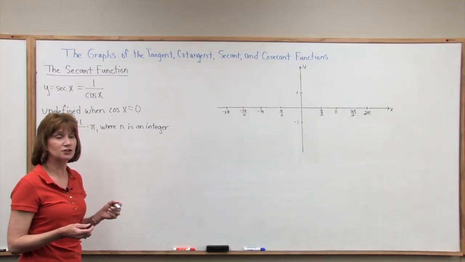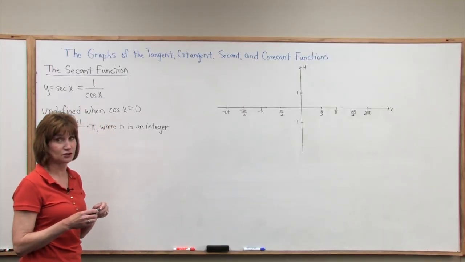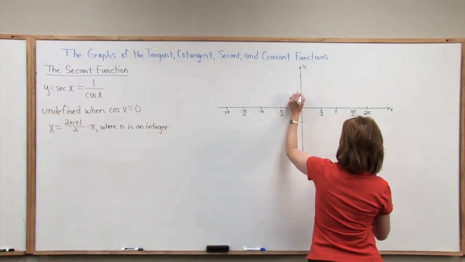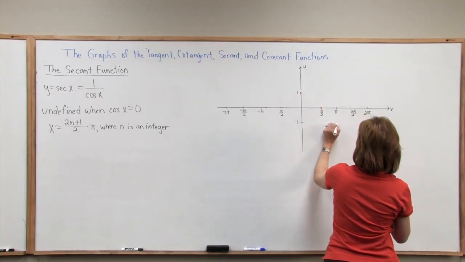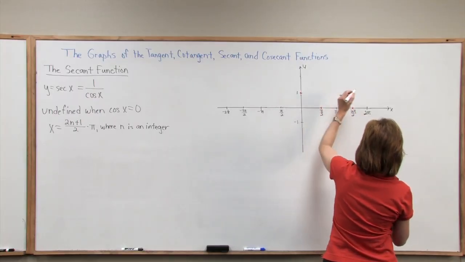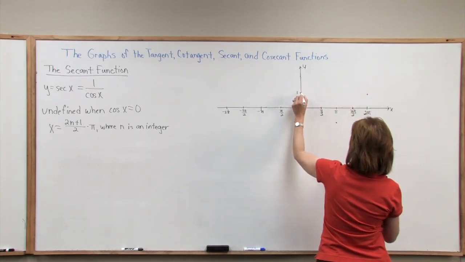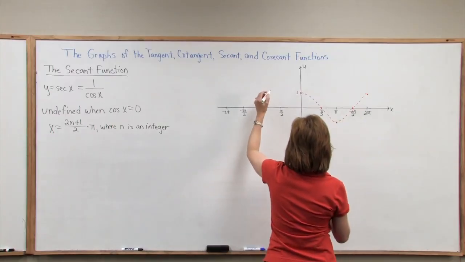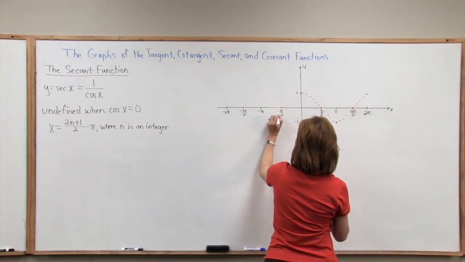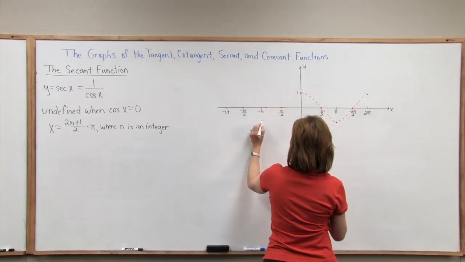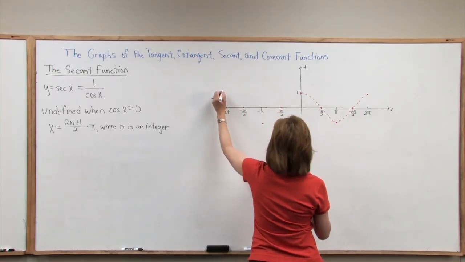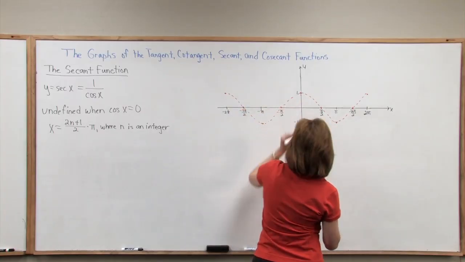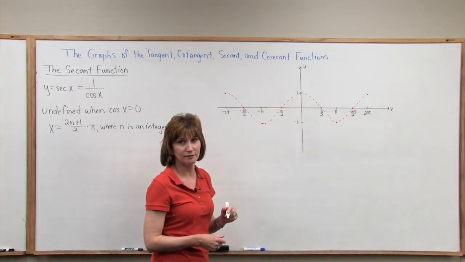First, let's sketch our basic function y equals cosine x that you should be very familiar with. Remember cosine: 0, 1; pi over 2, 0; pi, negative 1; 3 pi over 2, 0; 2 pi, back up to 1. And then let's draw another period to the left. So negative pi over 2, this is 0; negative pi, negative 1; negative 3 pi over 2, 0; back up. All right, so here's our basic cosine function.